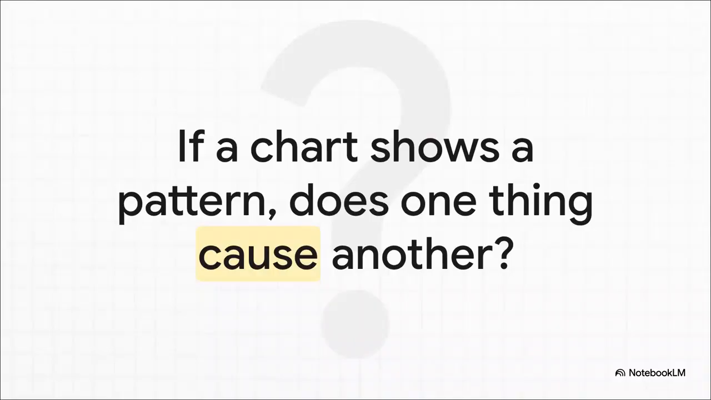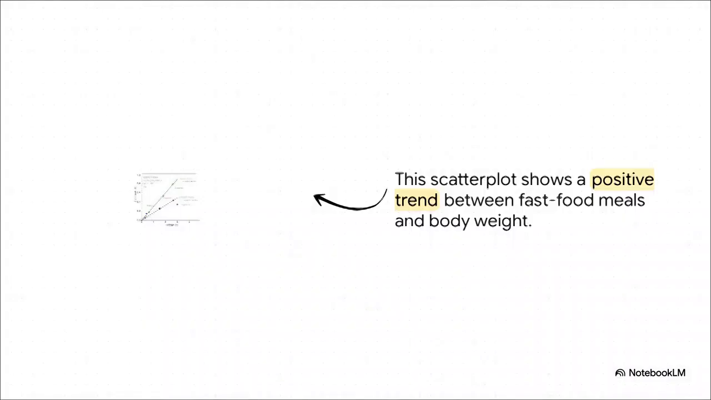Okay, here's the next big trap. Let's say you make a scatter plot and you find a really clear pattern, a clear relationship between two things. Does that automatically mean you found the cause? For example, this scatter plot seems to show that as the number of fast food meals people eat goes up, their body weight also tends to go up. It looks like a pretty clear positive relationship, right?